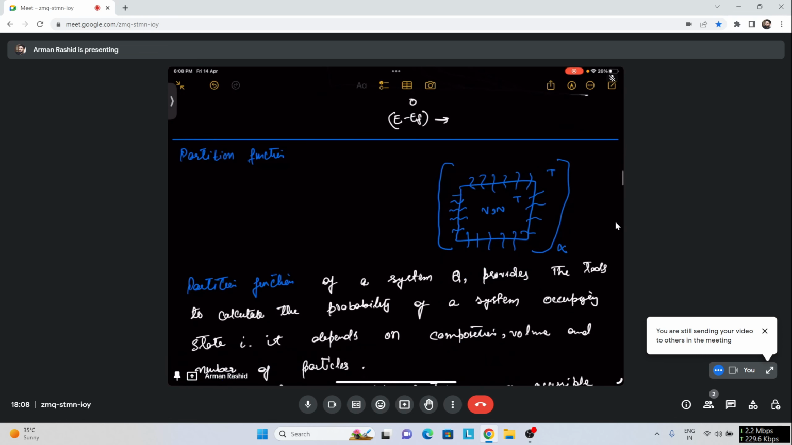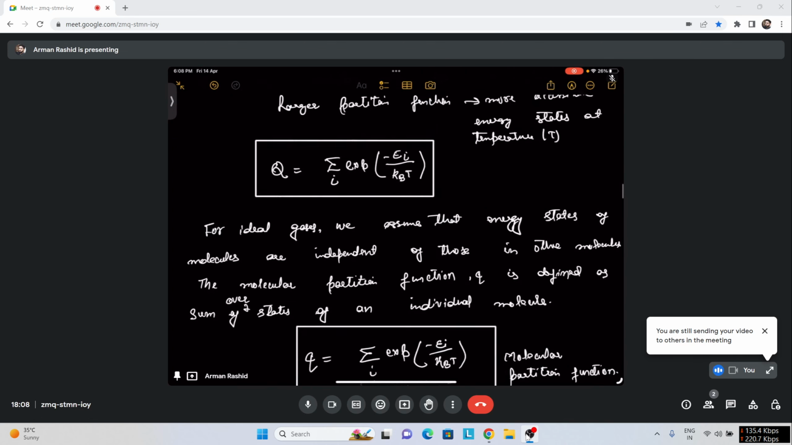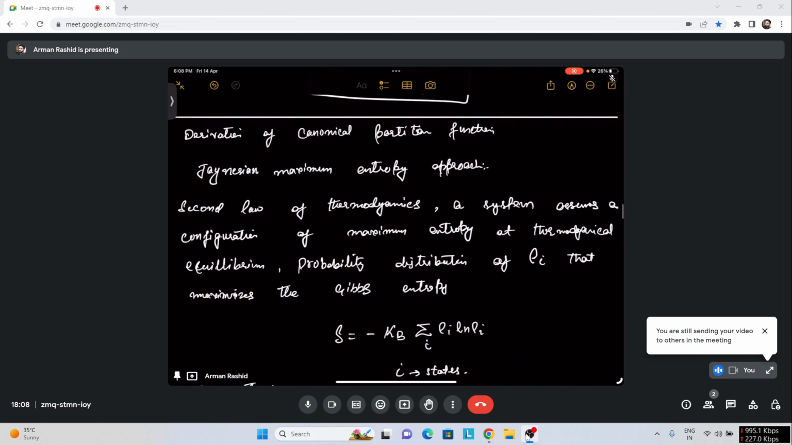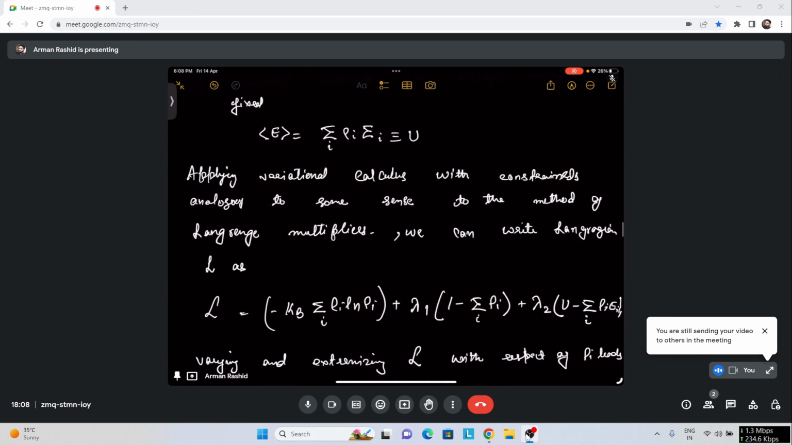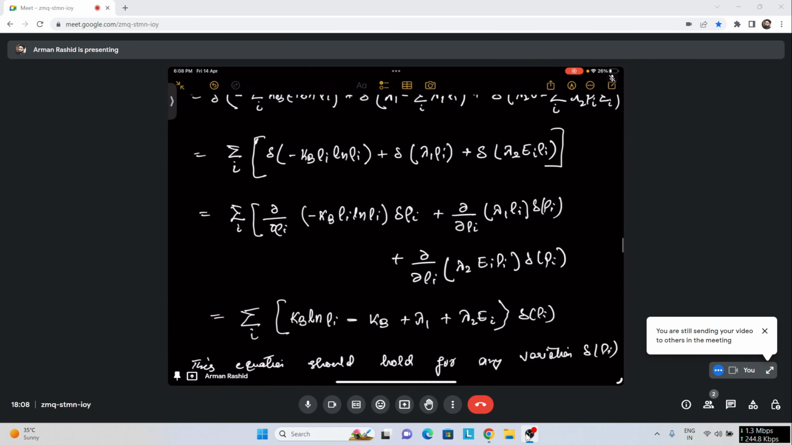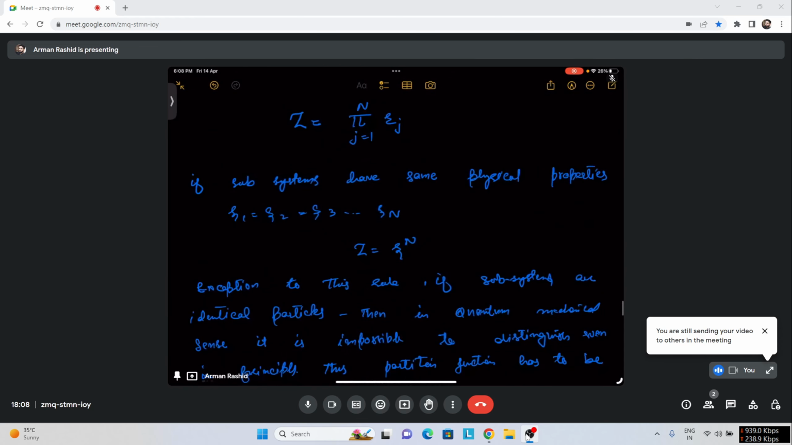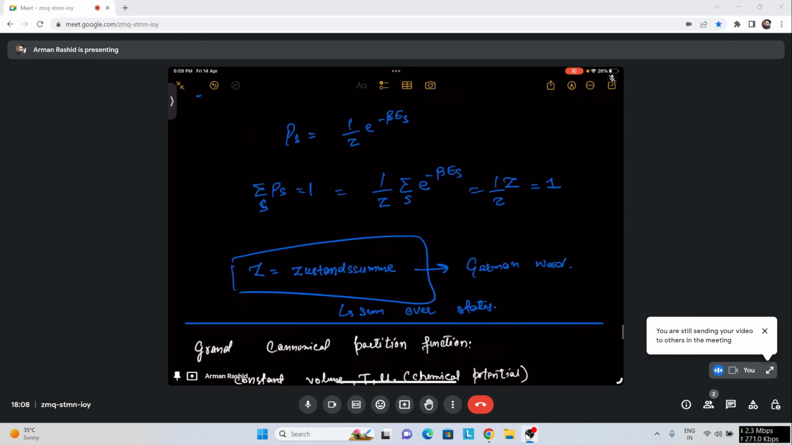Then I derived the concept of the partition function, what it is telling us, the different types of partition functions and how they are correlated. Then I derived the partition function for an ideal gas, the canonical ensemble partition function. From the canonical ensemble partition function we derived how it is related to different thermodynamic quantities like entropy. And then I derived the grand canonical partition function, or the partition function of the subsystem.